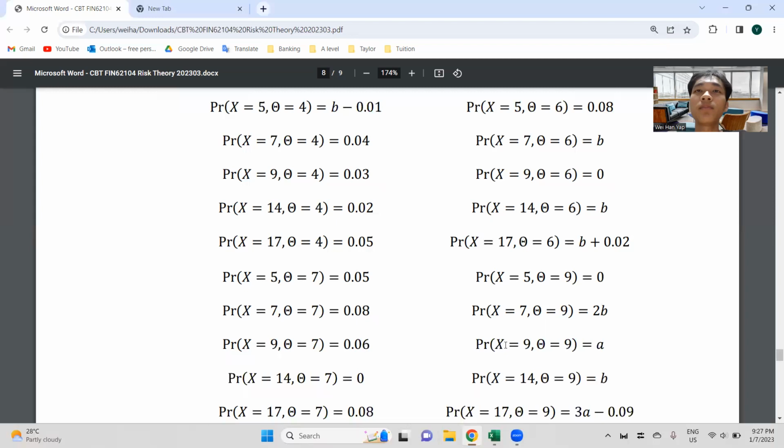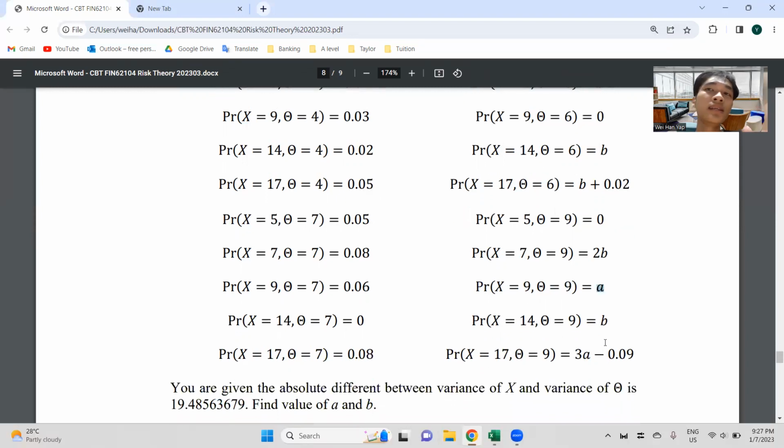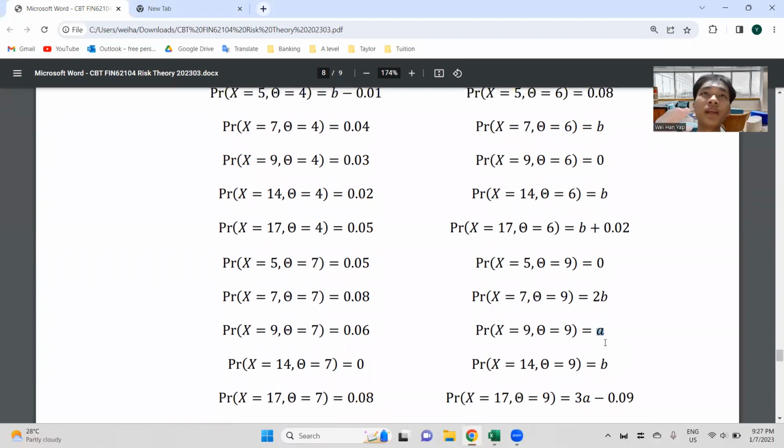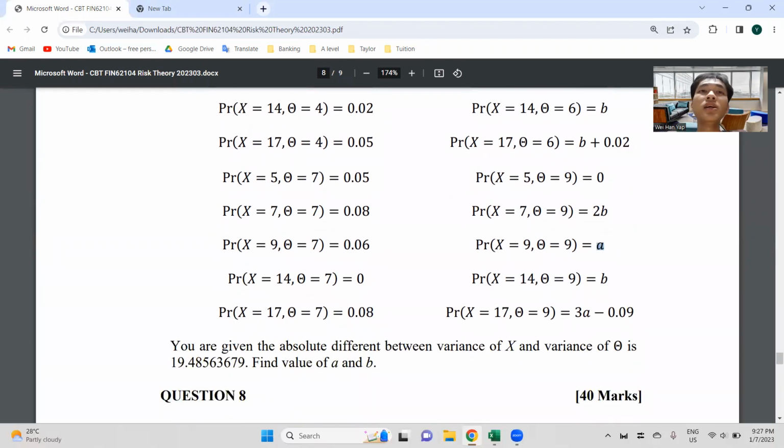The same goes for this one as well. The probability when x equals 9, theta equals 9 is equal to a. This is another constant that we have to find. So we have two constants that we need to find, a and b. But it will be impossible for us to find them without any extra information.